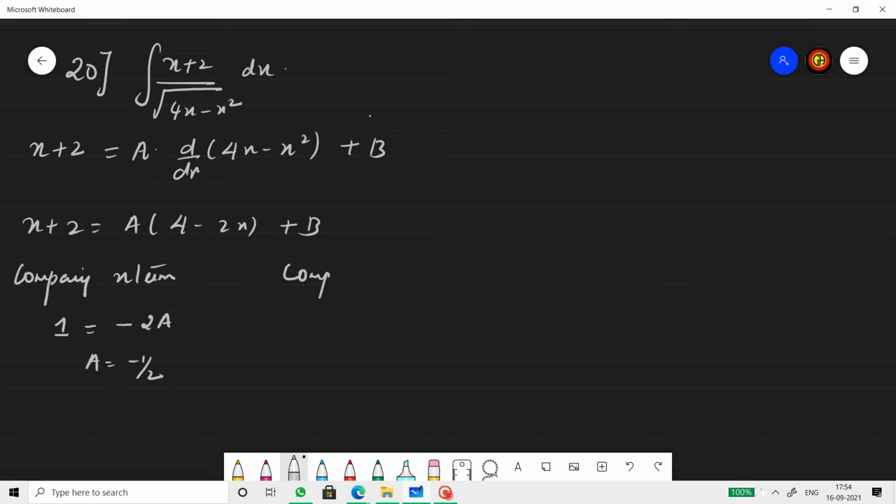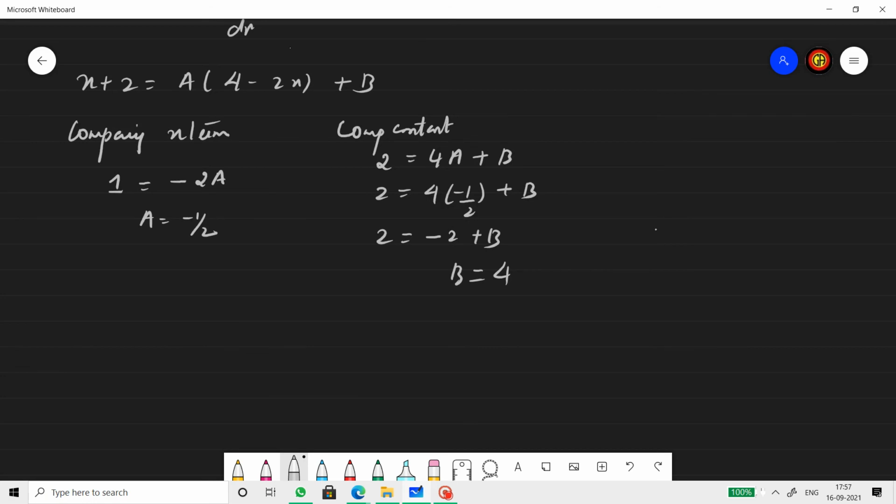Comparing constants, we get 2 equals 4a plus b. And with the a value we found, 2 equals 4 times minus 1 by 2 plus b. So 2 equals minus 2 plus b, so b equals 4. So a is minus 1 by 2 and b is 4.